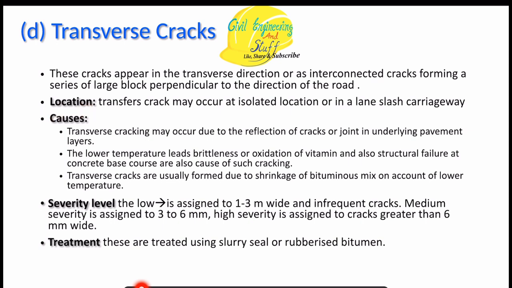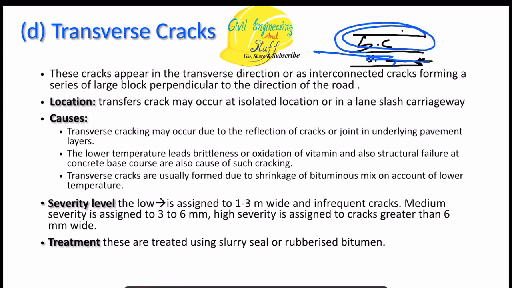Talking about location, it may occur at isolated locations or along the carriageway. What could be the cause? This may occur due to reflection of a crack or joint in the underlying pavement layer. Let's say we have the base course, and over that the surface course. If there is improper compaction at the unbounded base course level, or because of longitudinal cracks water has percolated into the base course, making it weak, then this weakness is reflected in the surface course.